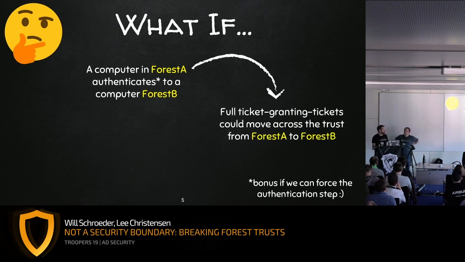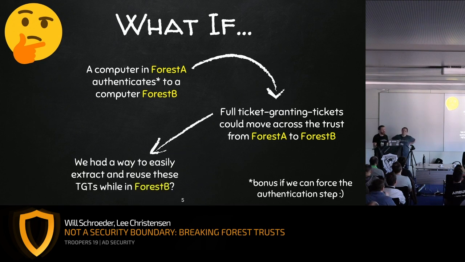And then what if full ticket granting tickets, TGTs, could move across the forest boundaries from forest A to forest B? And we had a way to easily extract and reuse these ticket granting tickets while in forest B. So we're in a completely separate forest, and there's supposed to be a boundary between these two, but if you could coerce authentication and somehow get these ticket granting tickets to flow over that boundary and re-extract them in the other domain, then there might be some interesting ways that you could mess with this concept of forest as security boundaries.